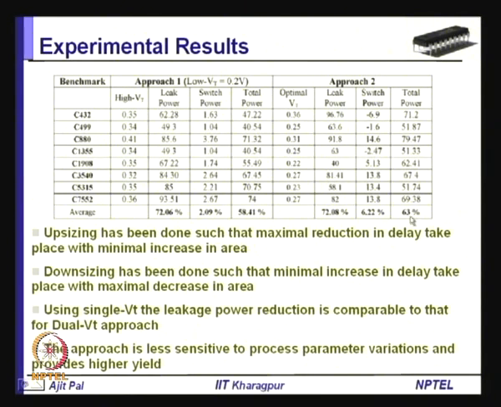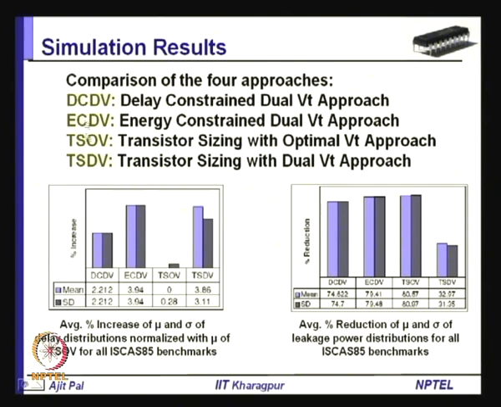This reduction is arising because of downsizing of the gates on the non-critical path, so the capacitance reduces. Upsizing has been done such that maximal reduction in delay takes place with minimal increase in area. Downsizing has been done such that minimal increase in delay takes place with maximal decrease in area. So, using a single VT, the leakage power reduction is comparable to that of the dual VT approach, and the approach is less sensitive to process parameter variations and provides higher yield. This has been verified.